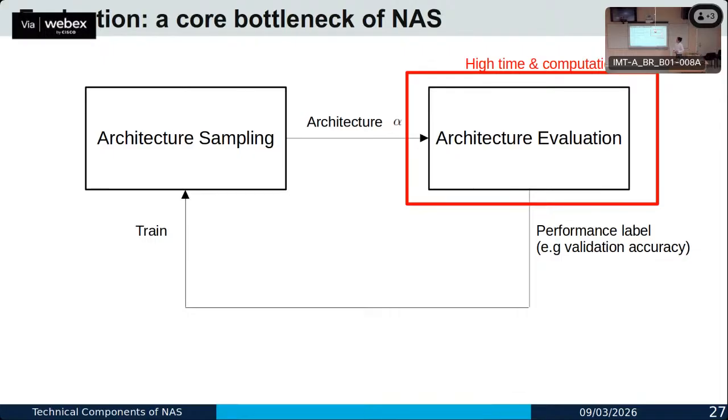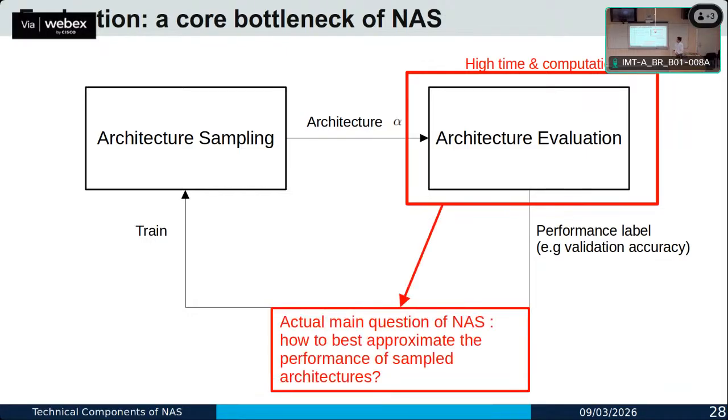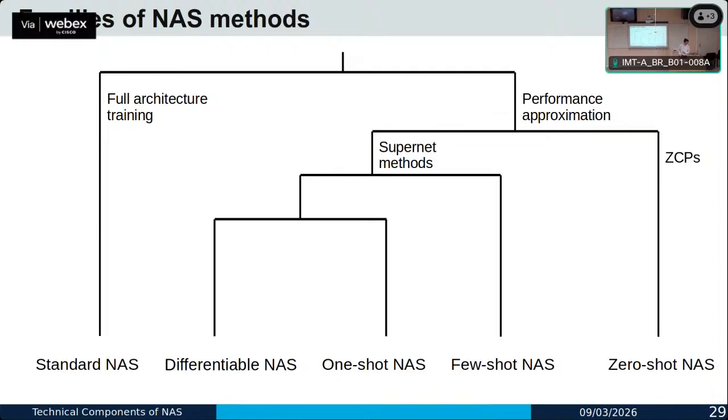This leads us back to the core bottleneck of NAS that I described, which is the evaluation. As I said, in standard NAS, the idea that we need to sample architectures and then train them from scratch to obtain this performance label means that there are very high time and computation costs incurred. This has actually led to the true main question of neural architecture search: how to best approximate the performance of sampled architectures. It is this question that tends to be answered by the families of neural architecture search methods, which can be grouped as with some kind of family tree.